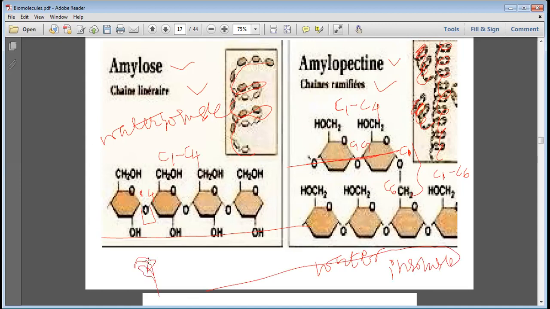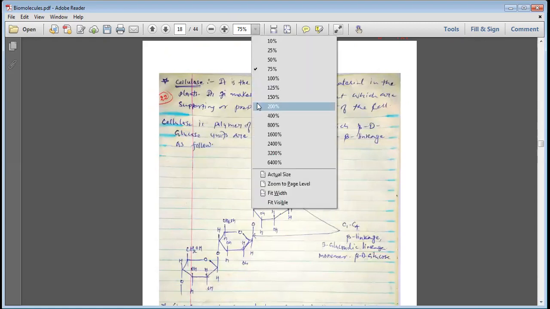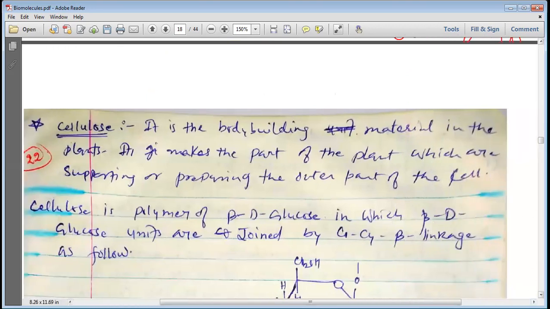This makes only the 15 to 20% part, my dear students, whereas this water insoluble part makes 80 to 85%. So this is how, my dear students, we can easily study about the linear as well as the branched part of our starch, which is known as amylose and amylopectin.